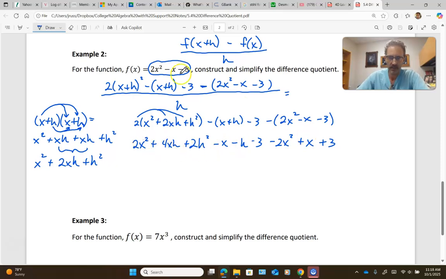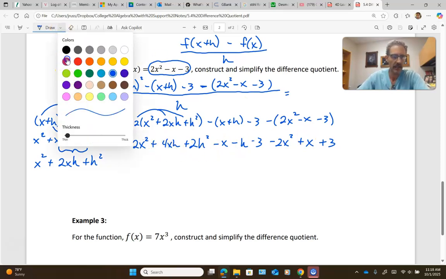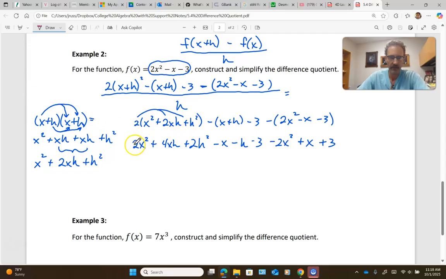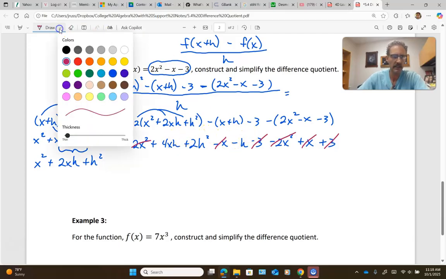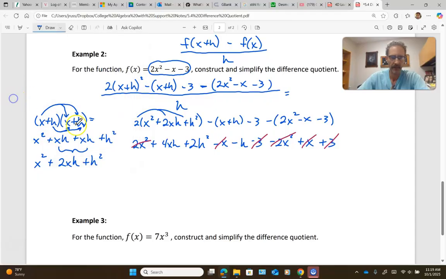Now, let's look and see what we can cancel. Well, I've got a positive 2x squared and I've got a negative 2x squared, so those are gone. Let's see what else. I've got a negative x and a positive x. I've got a negative 3 and a positive 3. And I don't really see anything else. Okay, so I'm left with three terms, this 4xh plus 2h squared minus h.